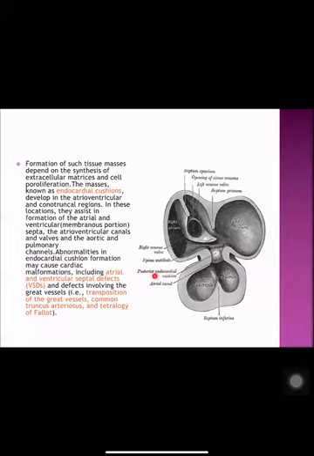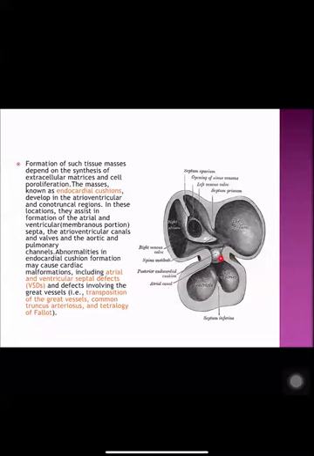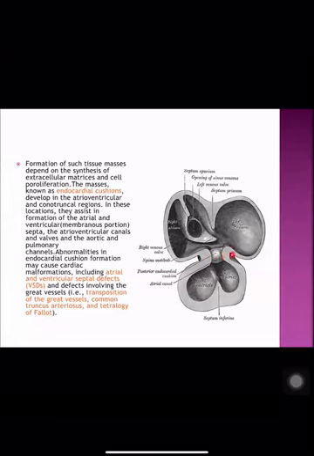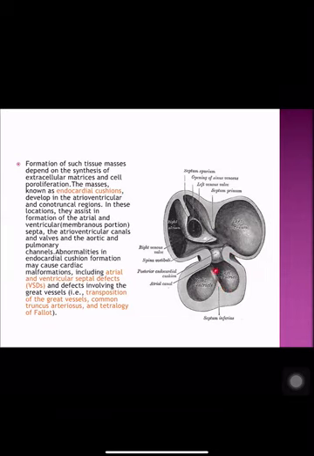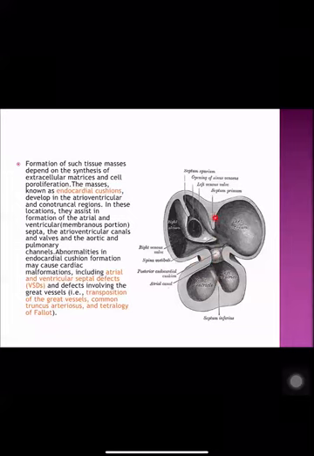Okay, doctor. Now, as we said, we will have two tissue masses, the endocardial cushions. These will be formed in both the AV canal and the conotruncal region. So this will be responsible for the formation of the atrial and the ventricular septum, and for the formation of the valves and the pulmonary and the aortic channel.